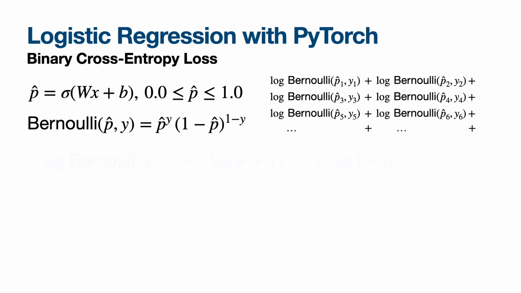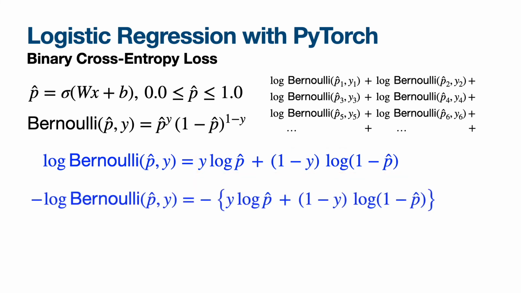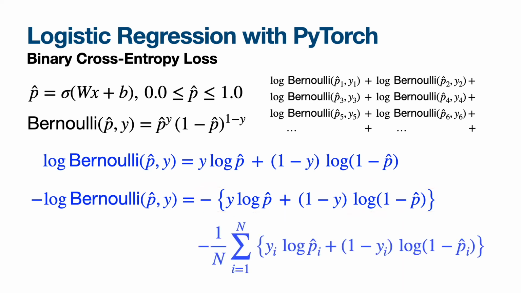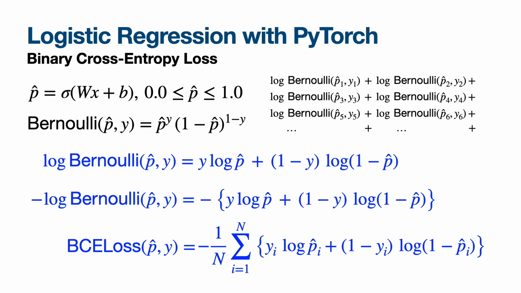We want to maximize log Bernoulli probabilities for all data points. In machine learning, we think of minimizing loss. So, we want to minimize negative log Bernoulli probabilities for all data points. In other words, we want to minimize the mean of negative log Bernoulli probabilities. We call this binary cross-entropy loss. Now that we have our loss function, we are ready to write a training loop with PyTorch to train our logistic regression model.